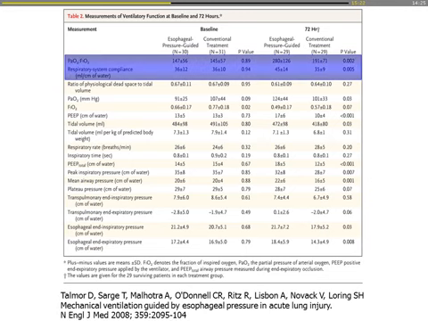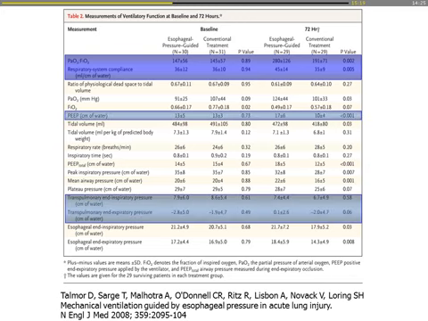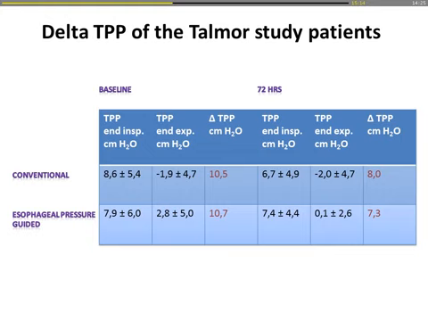This is a table which was published with the Talmor study, absolute transpulmonary pressures. I don't go into details. And I allowed myself to do a simple and very pragmatic calculation. I looked in this table and I calculated the delta transpulmonary pressure from the data from the Talmor study. Because this is a driving pressure. This is a pressure that is really transmitted to the lungs.